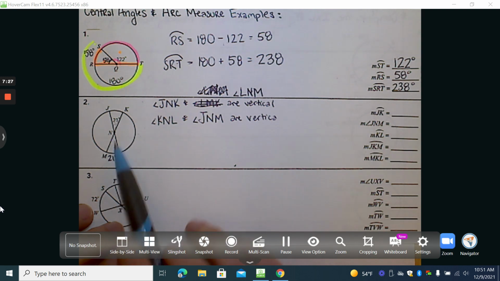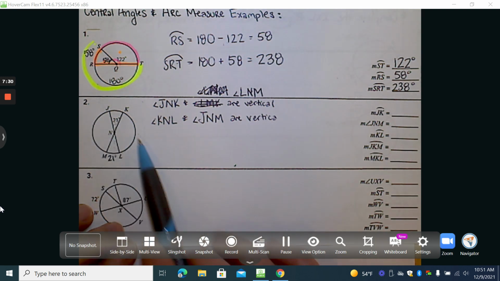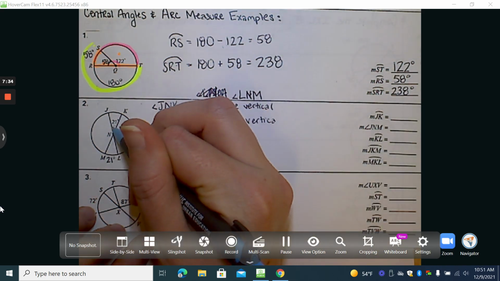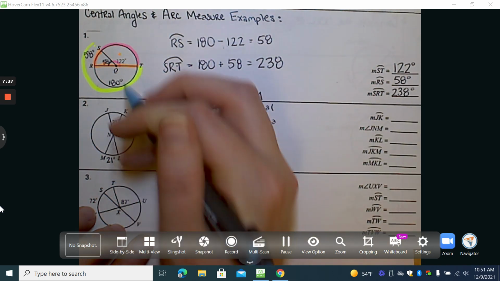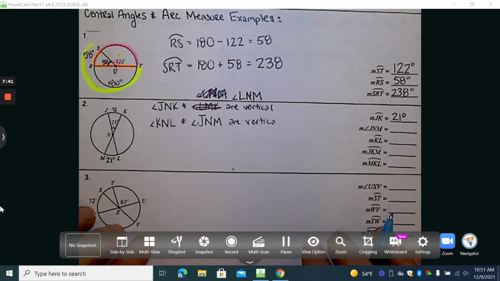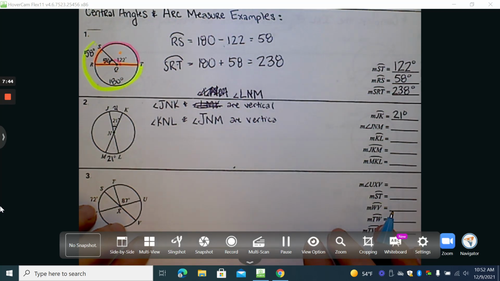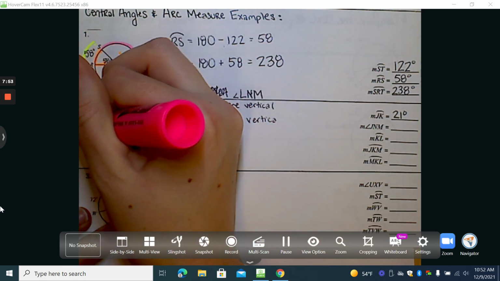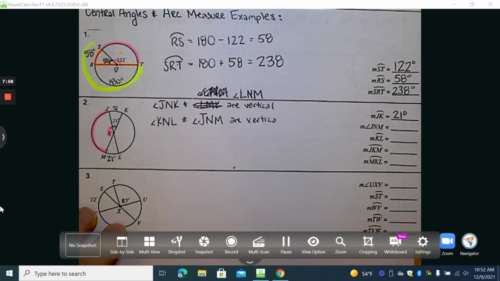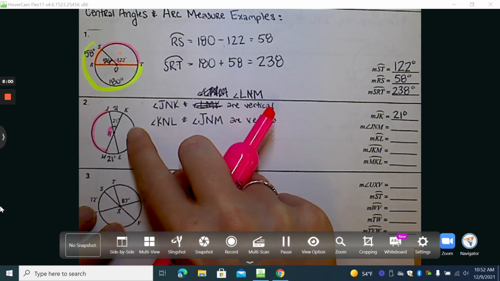So I have these vertical pairs, one across from each other. These two are equal to each other as well. So let's really quickly, arc JK, this one's 21 degrees, so that means that arc JK is also 21 degrees. But then it's asking for J and M. Well, J and M is this section right here. Right, that angle J and M, which we know is exactly equal to this side.